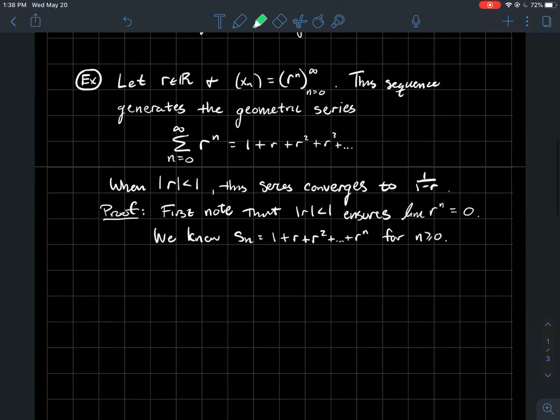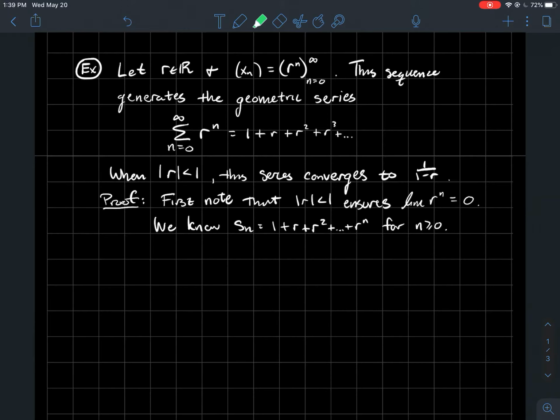So let's bring in the series. Remember, a series is always kind of determined by its sequence of partial sums. So maybe it's a good idea to write out what the partial sums look like for the geometric series.